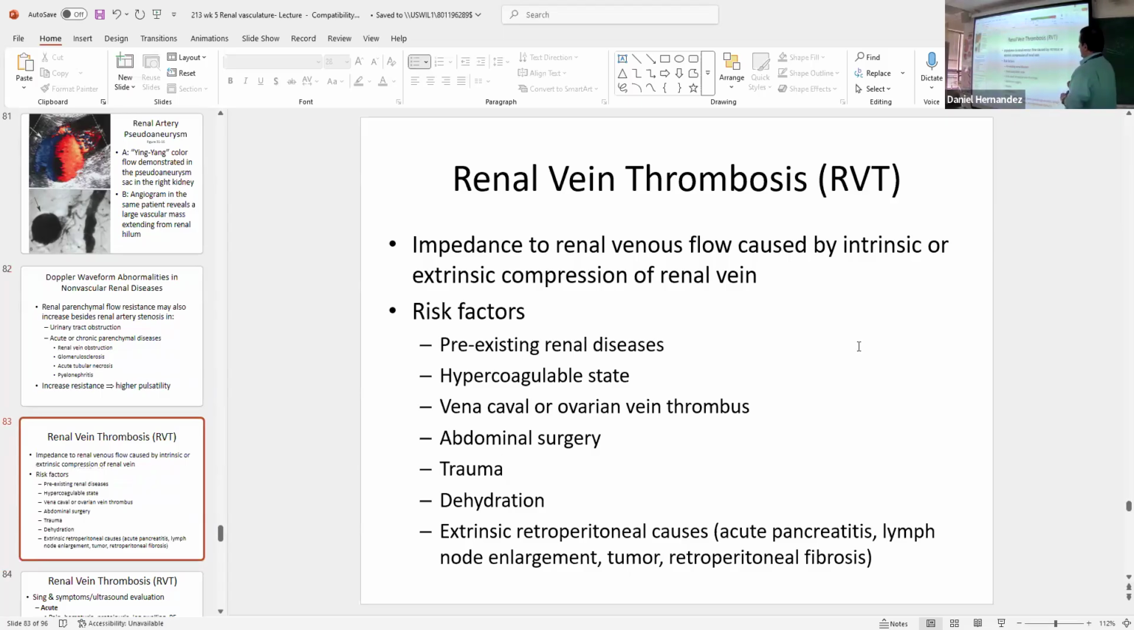With renal vein thrombosis now, this is impedance to venous flow that can be caused by intrinsic obstruction. So again, those are the terms when we're talking about clots within the venous system: intrinsic obstruction or extrinsic compression of the renal vein. So something within the renal vein blocking the drainage, or something outside compressing on the renal vein that is then preventing drainage.